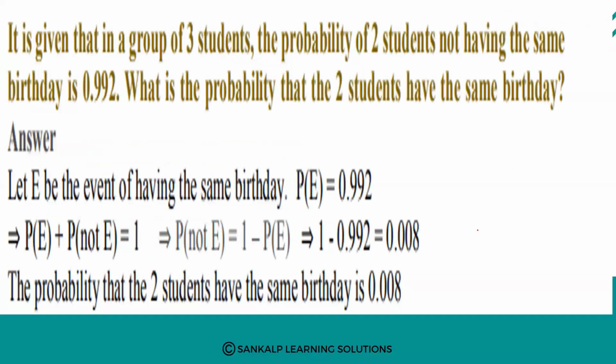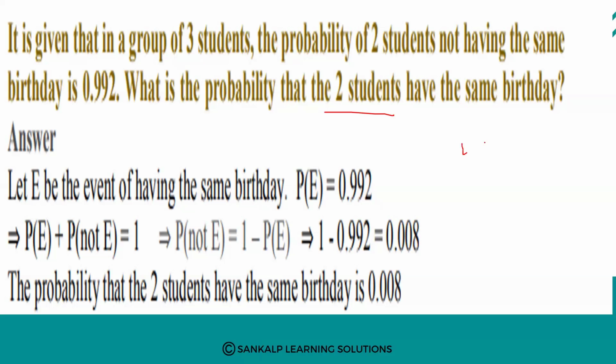It is given that in a group of students, the probability of 2 students not having the same birthday is 0.992. What is the probability that the 2 students have the same birthday? Not same birthday. That means not having same birthday is 0.992. And what is the probability that 2 students have same birthday? That is what we need to find out. So let E be the event of having same birthday.